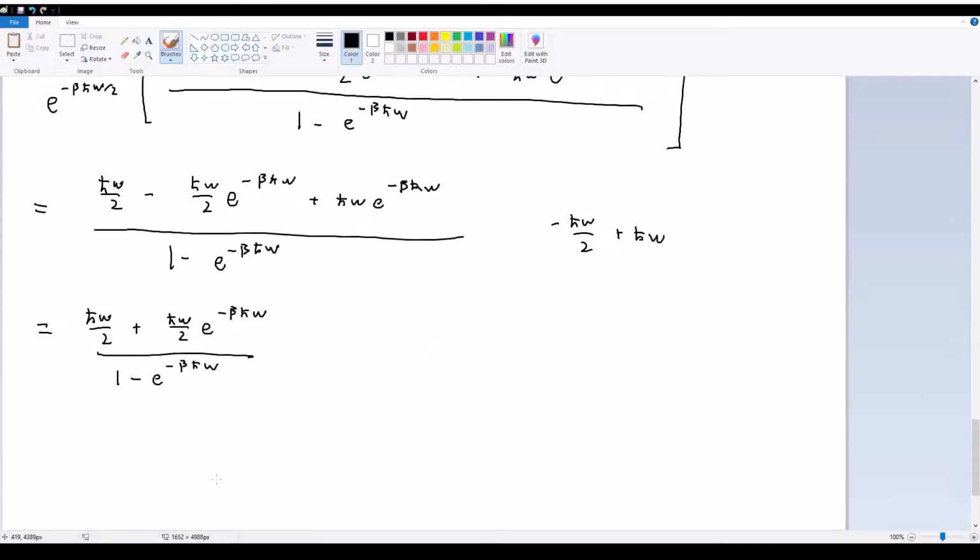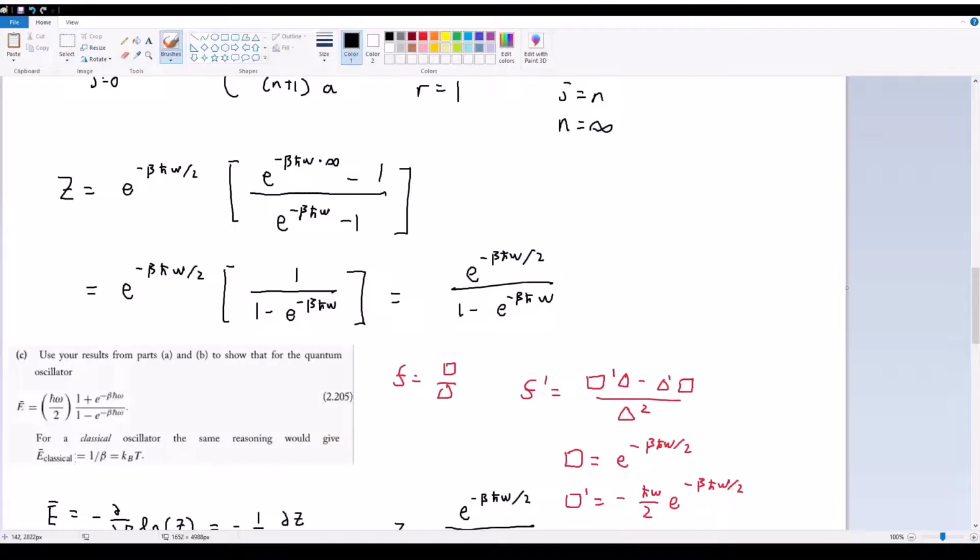And at this point, I factor out the h bar omega over 2, and I'm multiplying 1 plus e to the negative beta h bar omega over 1 minus e to the negative beta h bar omega. And if I look above it, what I'm supposed to get, this is indeed the expected answer. So with that, we are done with part C.